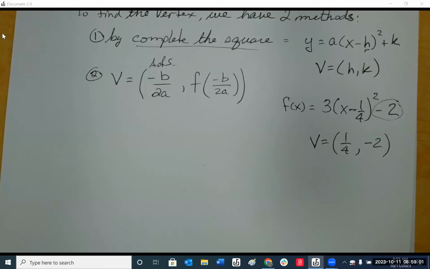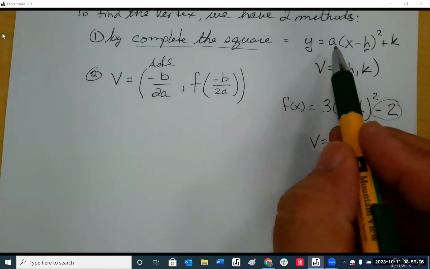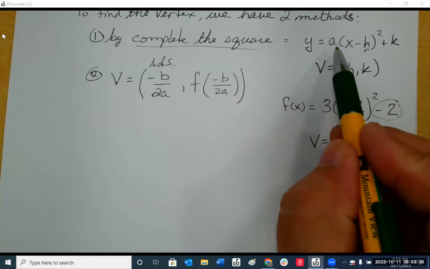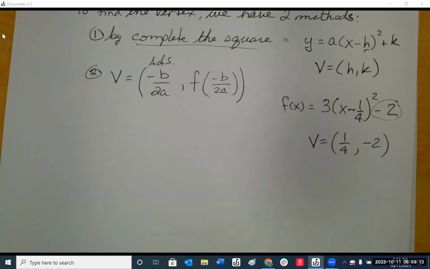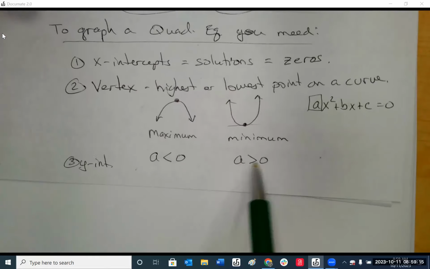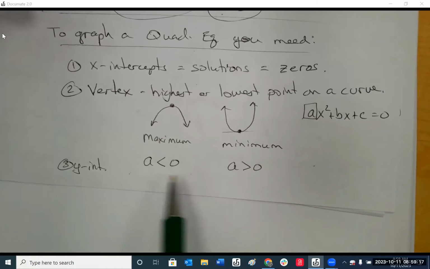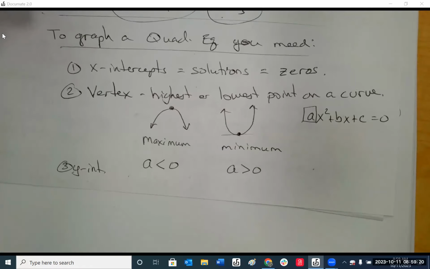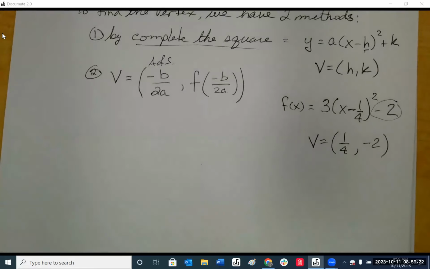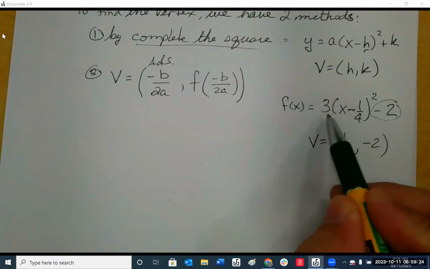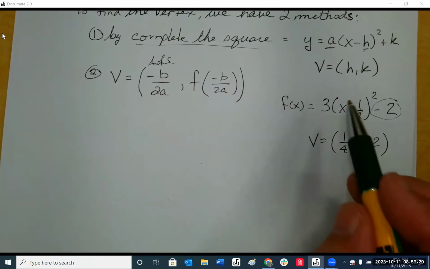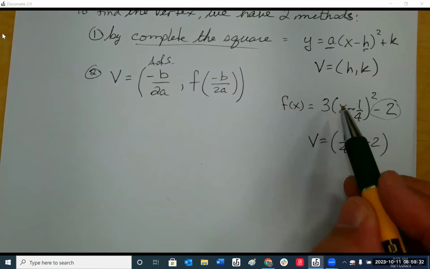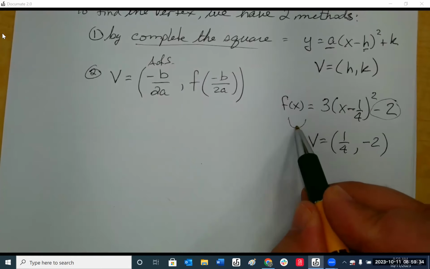Is it the maximum or minimum? Why do you say minimum? Because remember I said earlier, if A is positive, it opens up. If A is negative, it opens down. The coefficient of the parenthesis here is our A value. So since A is positive, it opens up, so it's like this. So we have a minimum.